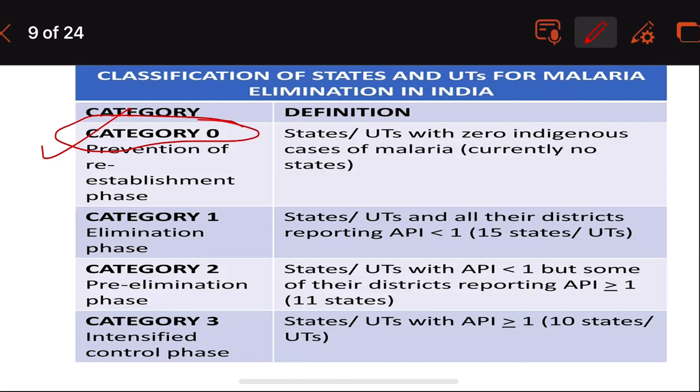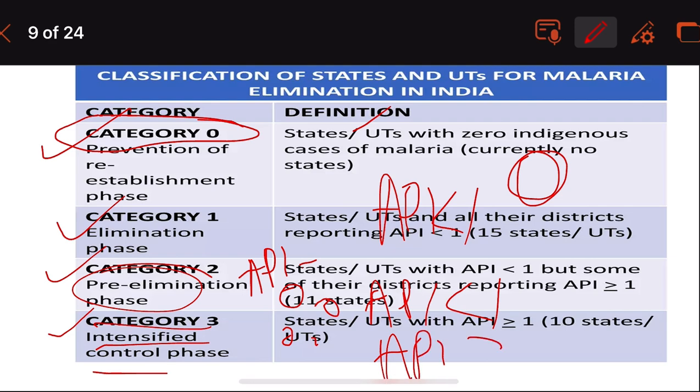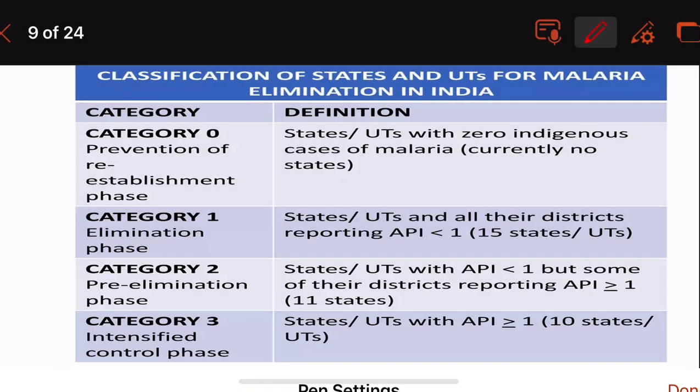If they are in category 0, it means the states or union territories have zero indigenous cases of malaria. If they are in category 1, they have API less than 1. If they are in category 2, they have API less than 1 in the state, but some of the districts will have API more than 1. That is the pre-elimination phase. Lastly, we have category 3, the intensified control phase, where the API will be more than or equal to 1.